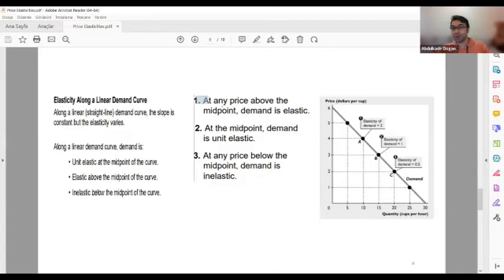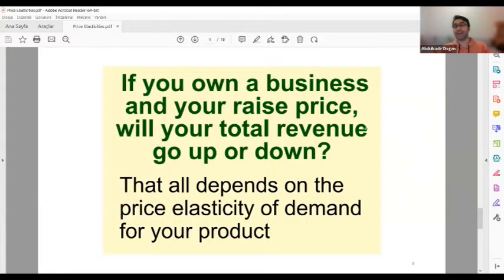So look at the rule here. Any price above the midpoint, any price above B, the demand is elastic here. And any price below the midpoint, below B, demand is inelastic. You should try to understand the concept here.